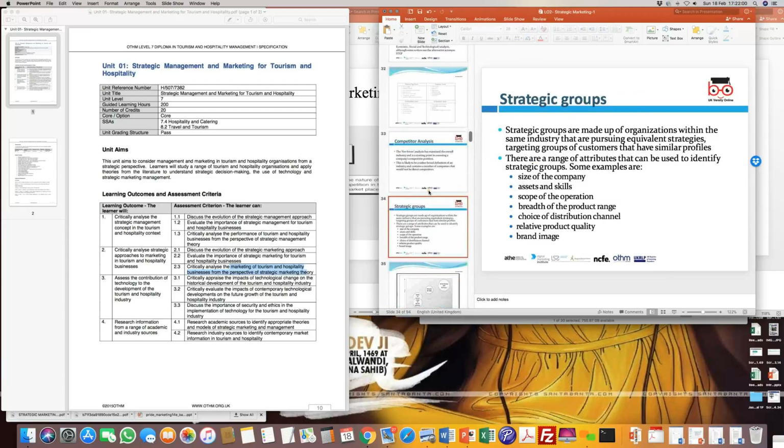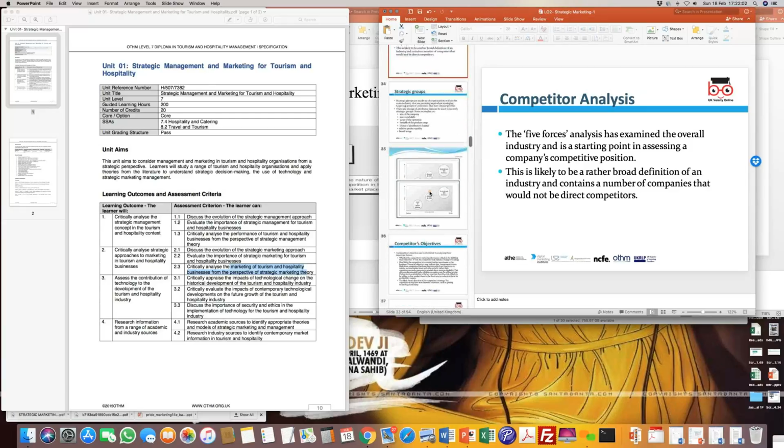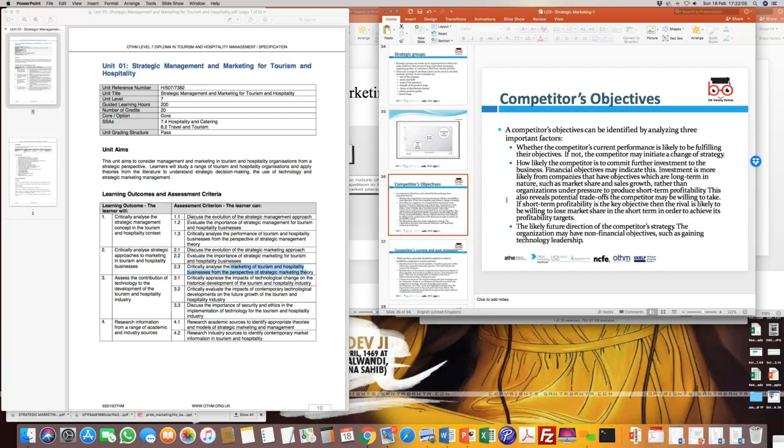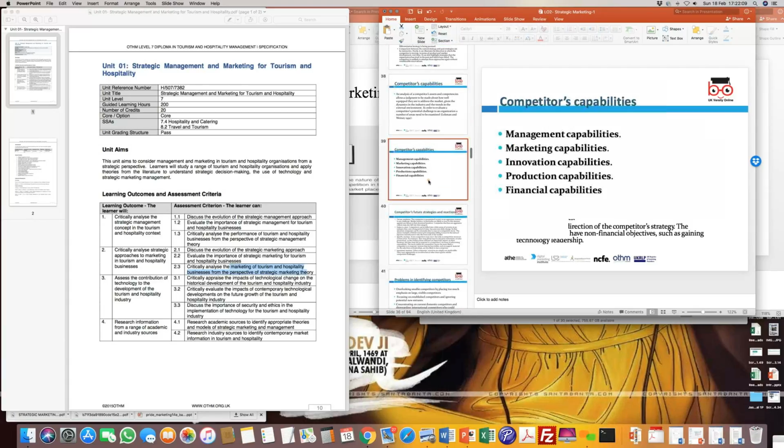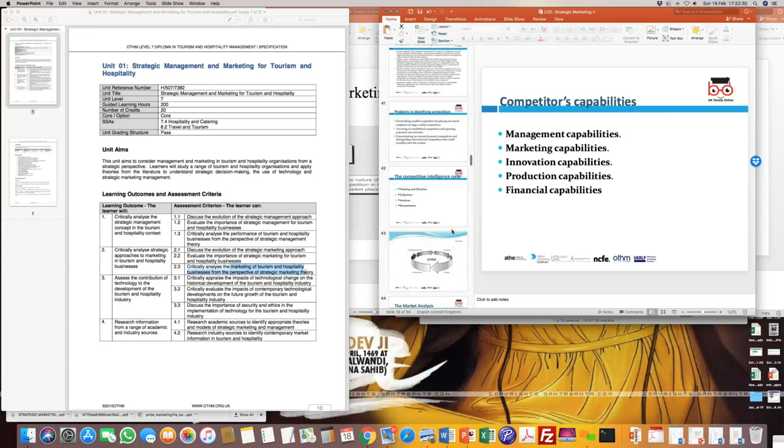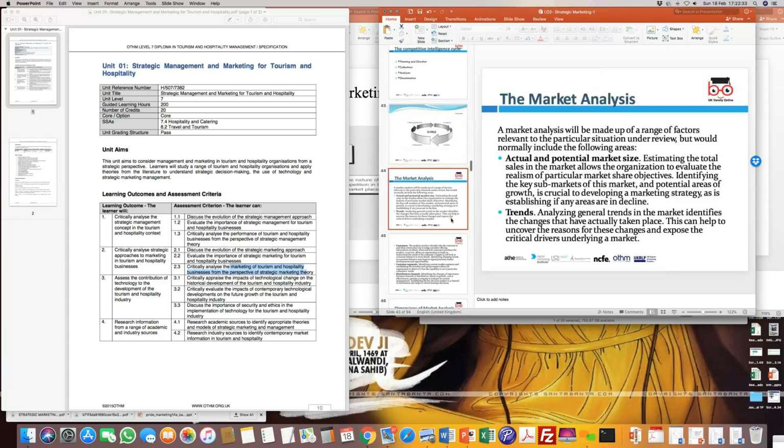Then you do competitor analysis, and in that there are certain objectives that we look at of why you do these competitor analyses. Sometimes you will see there's a bit of poaching, where you hire employees from another hotel because you're getting already trained manpower, or the person knows the best practices of that hotel, and those kinds of things definitely happen. So when you look at competitor capabilities, you look at these areas in general to identify that. Then we look at market analysis.